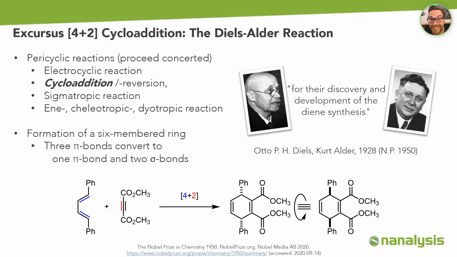It is formally a 4+2 cycloaddition, which is a subcategory of the pericyclic reactions. Pericyclic reactions proceed concerted. Besides the cycloadditions, there are electrocyclizations, sigmatropic reactions, and others like the ene reaction. In the Diels-Alder reaction, 3 pi bonds, with 4 electrons coming from the diene and 2 electrons coming from the dienophile, convert to 1 new pi bond and 2 sigma bonds, generating a 6-membered ring.